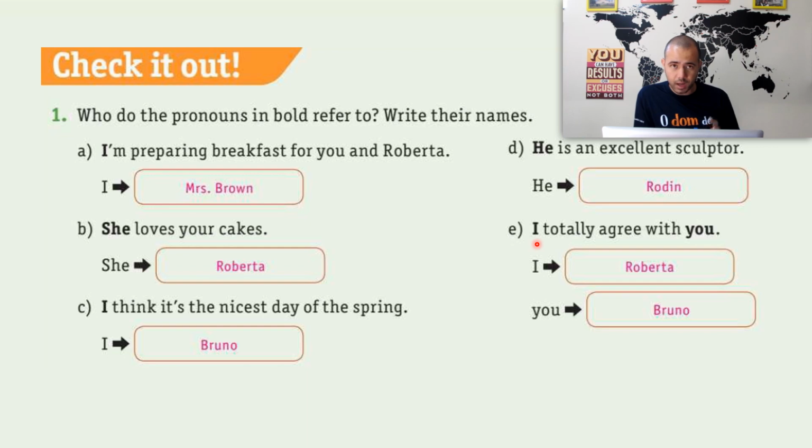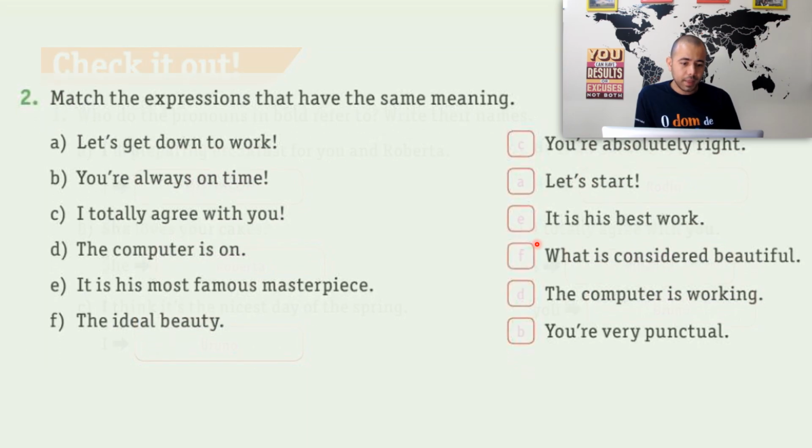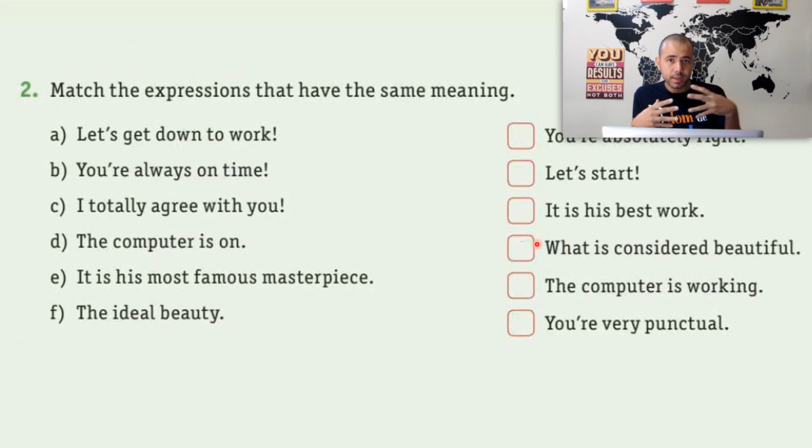Now I'm going to have exercise number 2. Now we have to match the sentences. So we need to think about similar meaning. Okay, so we're going to think about similar meaning on these 2 different columns. Let's get down to work. So let's start working. You're always on time, so you're very punctual. I totally agree with you, so I have the same opinion. The computer is on, the computer is working, you can use the computer.